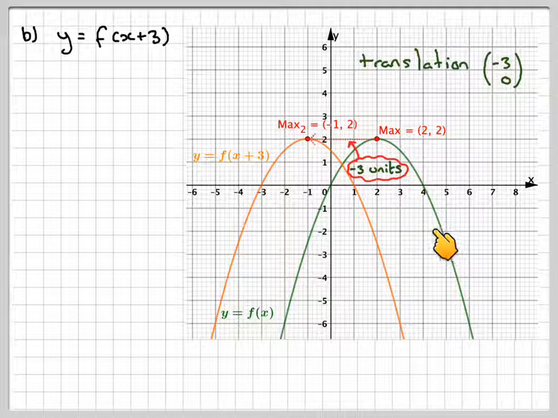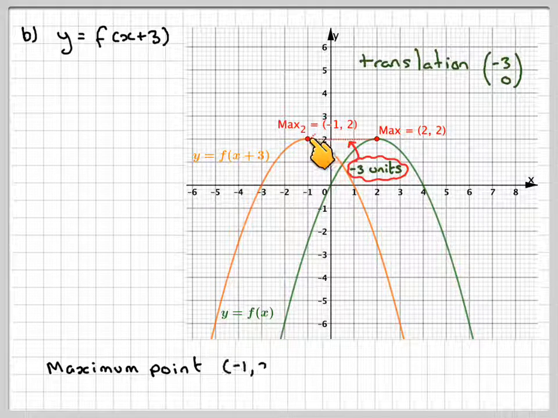If you take this one here, you can see that's moved 3 units as well. Let's take one over here. That point has moved 3 units. You can see that quite clearly from the graph. Okay, so the new maximum point will be this point here, which is (-1, 2).